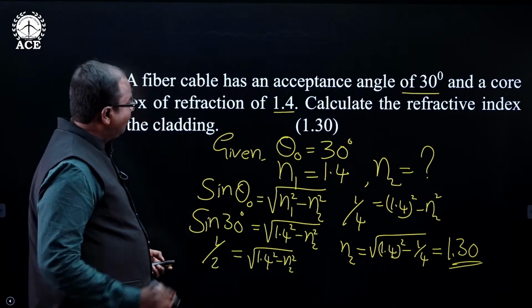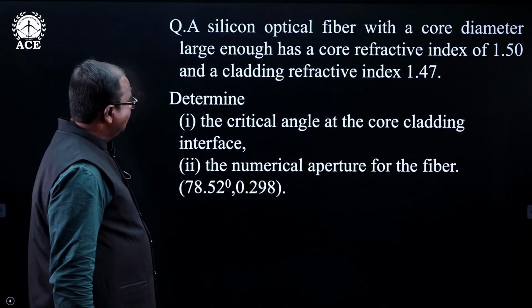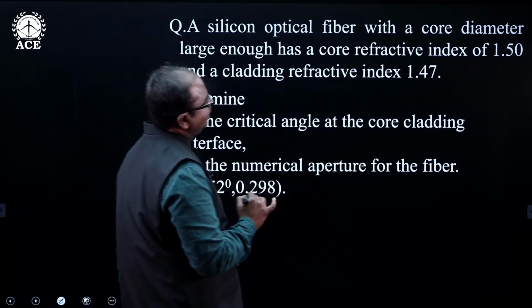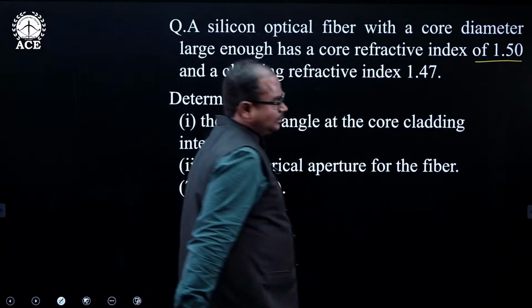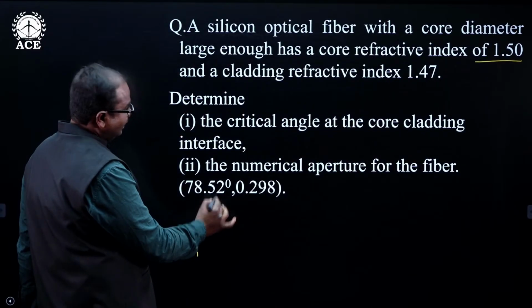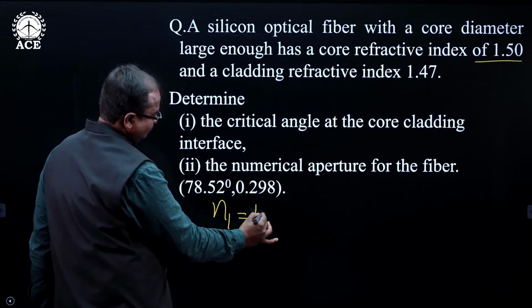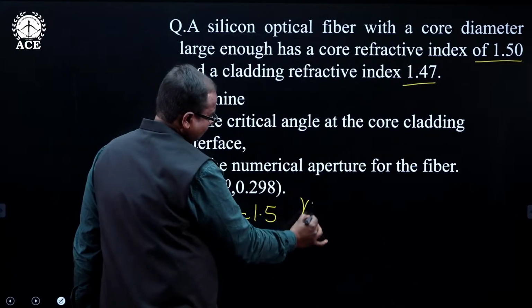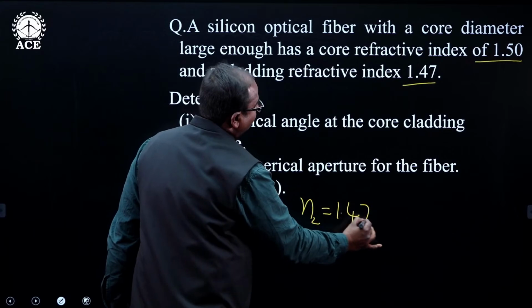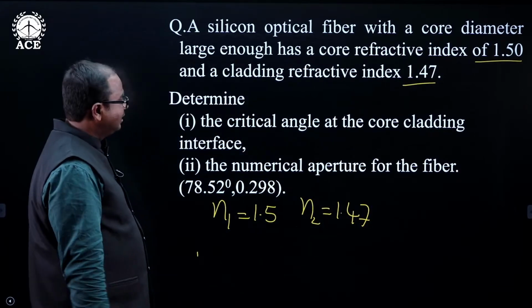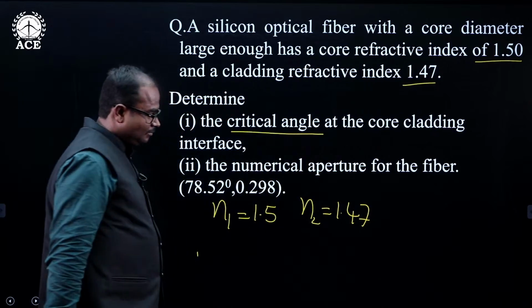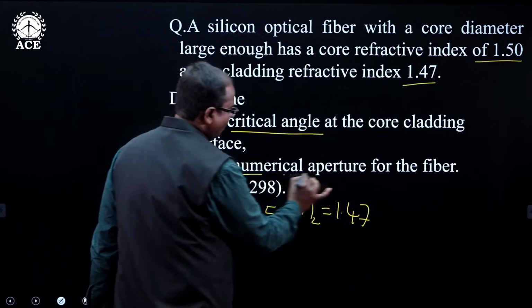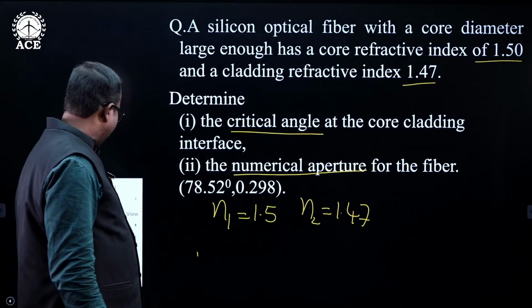And you have another problem, where a silicon optical fiber with a core diameter large enough has a core refractive index of 1.50. That means n1 is 1.5, and the cladding refractive index is 1.47. We have to determine the critical angle, and also the numerical aperture of the optical fiber.